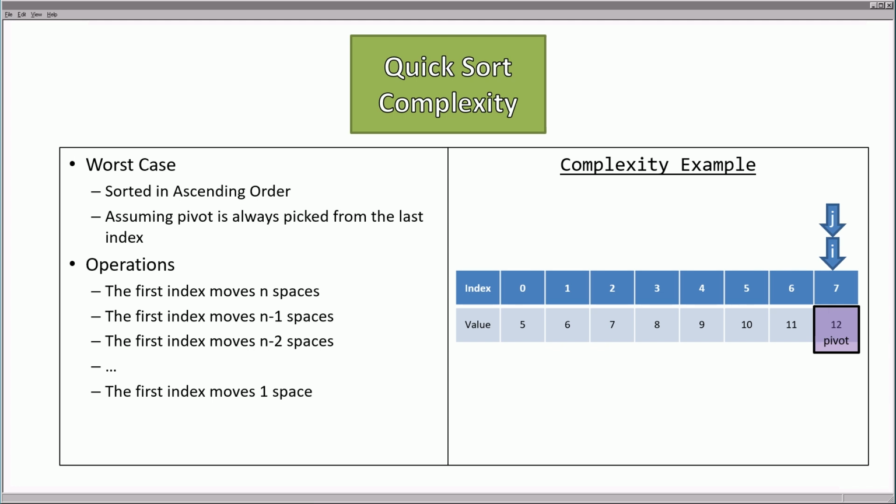12 is not less than 12, but the last thing that we do is swap the pivot value with the value found at I. So this effectively remains in the same place, but now we're done here. As you can see once again, there was not a right array, only a left. And that left array is of size 7, which is 1 minus the total amount 8.